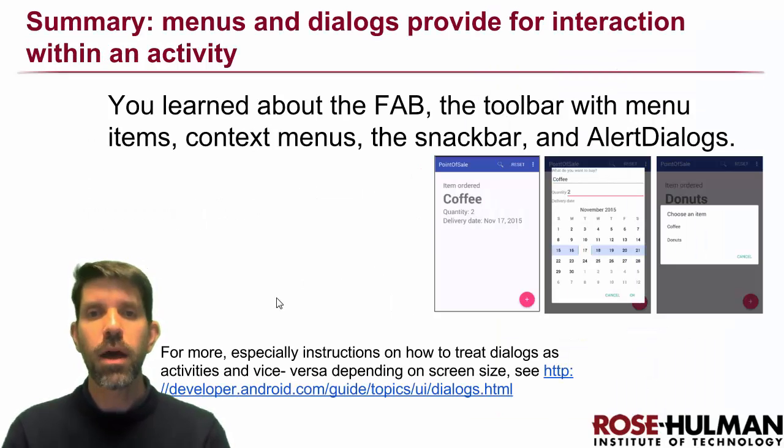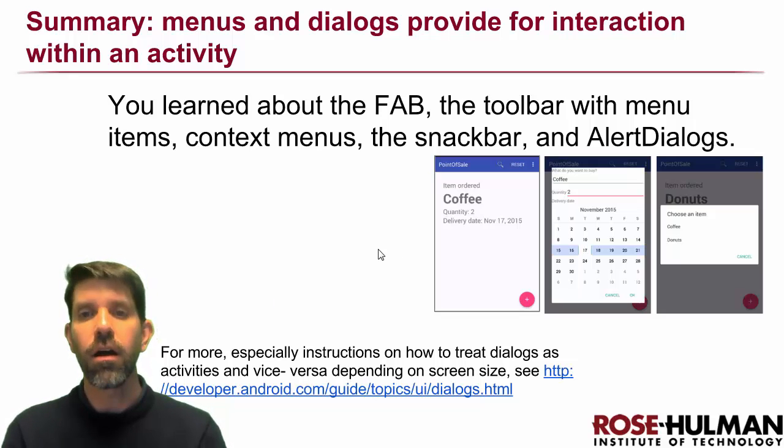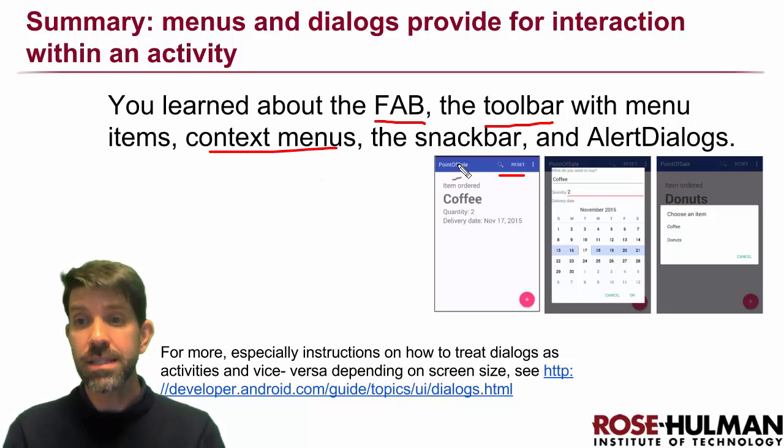All right, so that's the lab. By the time you're done all of the stuff in between the different activities that we had as part of lecture and then the lab here, wow, we learned about the floating action button. We learned about the toolbar and how to put little different menu items up there. We learned about context menus that you can have show up. I don't have an example right here, but we learned about the snack bar, and then finally we did a whole bunch with alert dialogues.